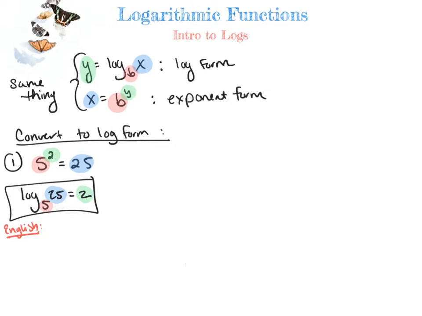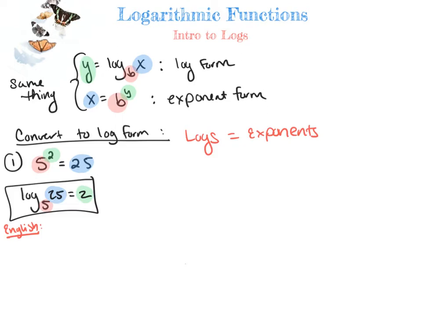So logs are really just exponents. That's all they are. Notice the log here is equal to 2. We have log base 5 of 25 is 2, and 2 is the exponent. So when we see the word log here, a log is really just a fancy word for the word exponent.